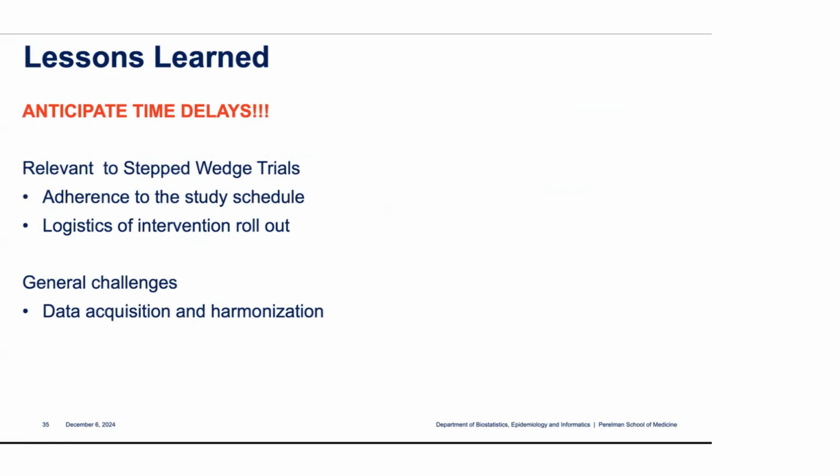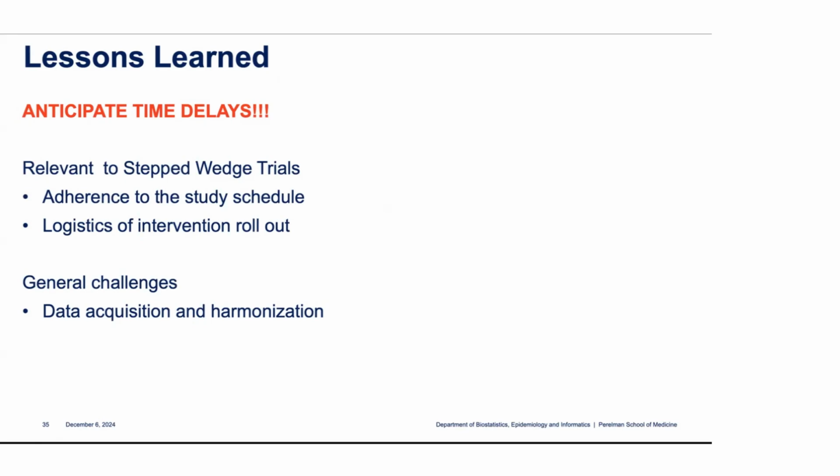The biggest one is just to anticipate time delays. Everything takes longer than you would expect. Data acquisition, contacting people to initiate rollout of the intervention. So start early. Relevant to the stepped wedge trials, adherence to the study schedule has been really challenging, just as far as getting all of the participants together in order to start the intervention process and to start the tailoring of the protocol at each of the sites.